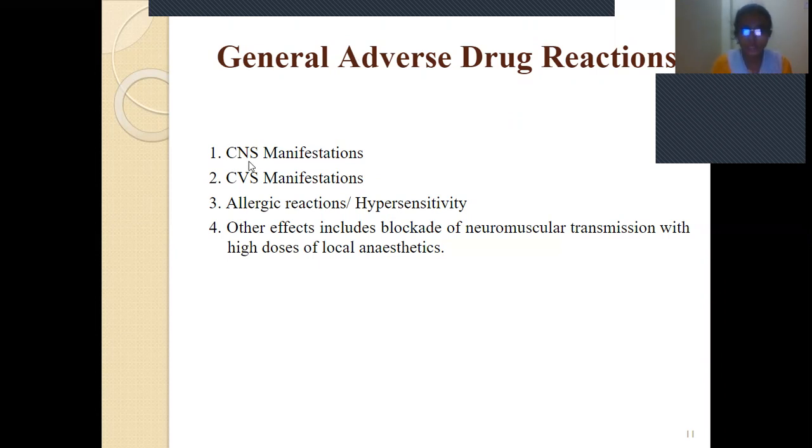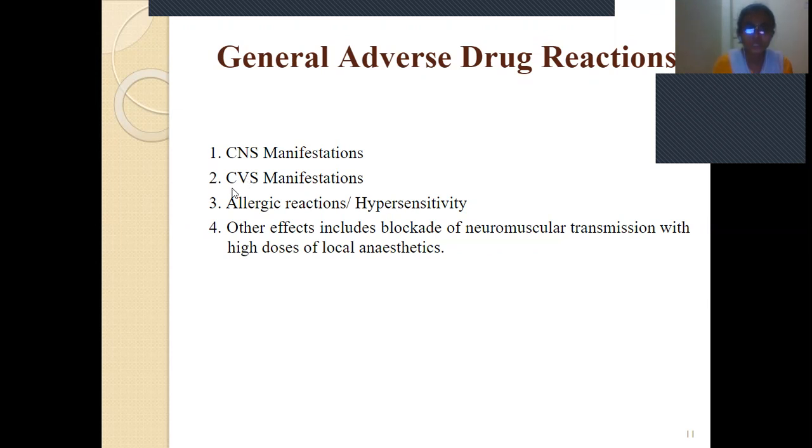In case of the central nervous system effect, if we take the drug in a low dose, we will feel headache, drowsiness, and visual disturbance. If we take the drug in a high dose, coma, convulsions, and respiratory failure will occur.